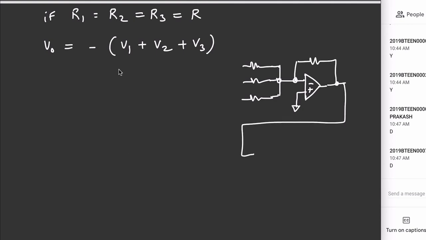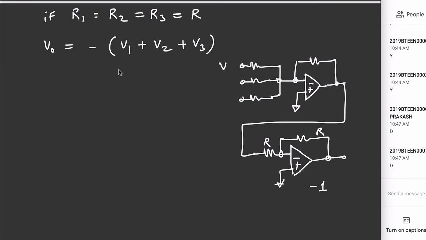And after that, you have one more inverter stage, having equal resistors R and R. So gain will be -1. V1, V2, V3, all with respect to ground, and VO. In this case, this VO will be the sum of these three inputs if all our resistors are equal. Everybody understood this?